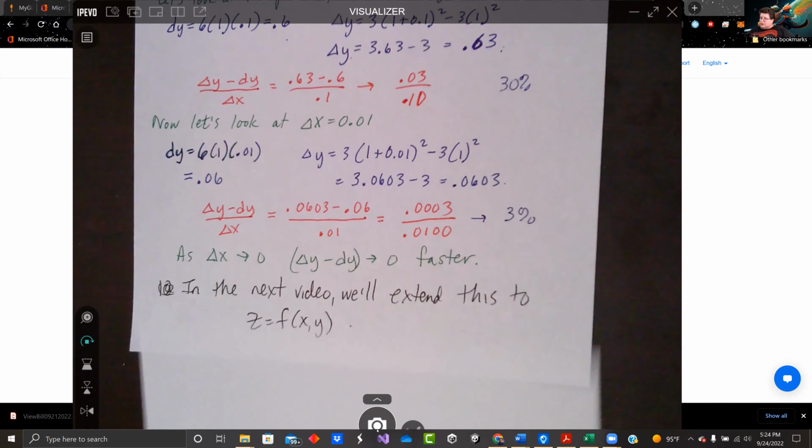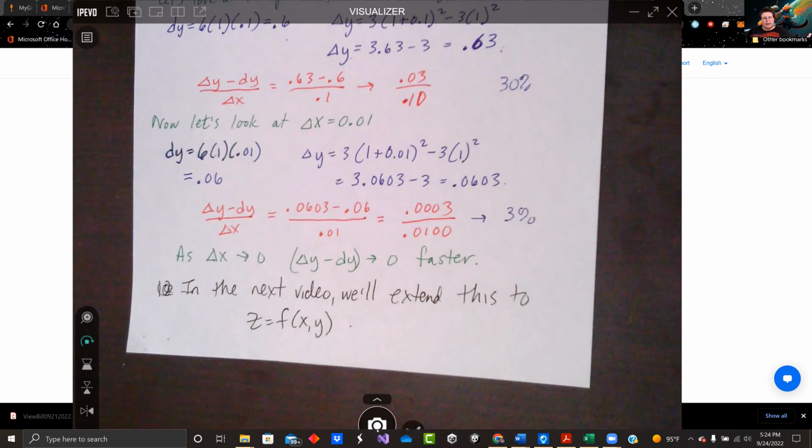Okay. So as delta x goes to 0, delta y minus dy goes to 0 just a little bit faster. And so we'll extend this to multivariable functions in the next video.